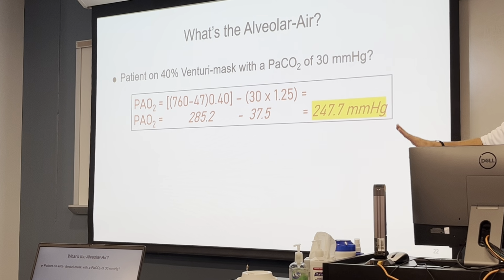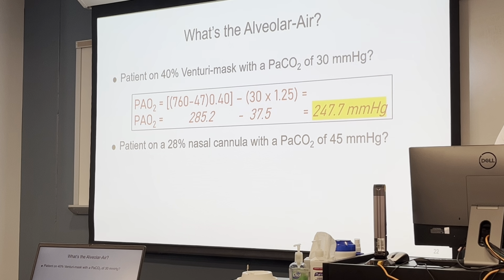Second question. Now my patient's on a 28% nasal cannula, and they have a CO2 of 45. So what's their FiO2? 28, and their CO2 level right now is 45. What is their alveolar air? Calculation, everything's the same. You have a new FiO2, you have a new CO2 to deal with.